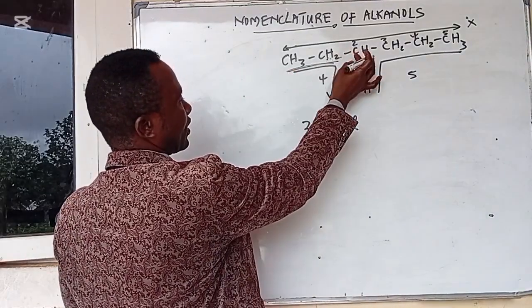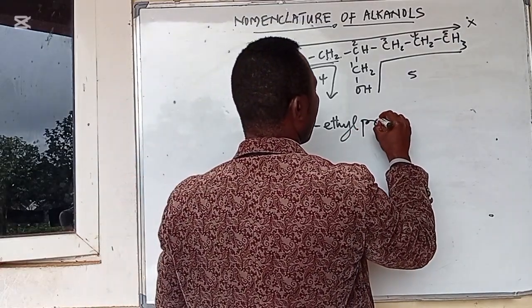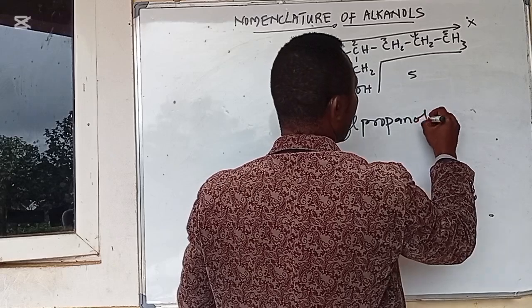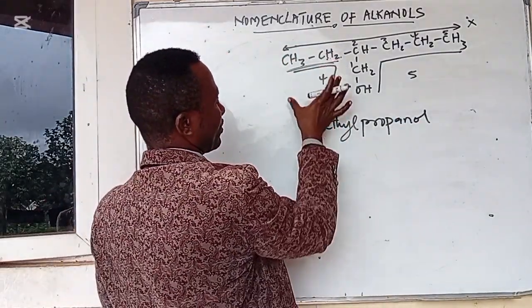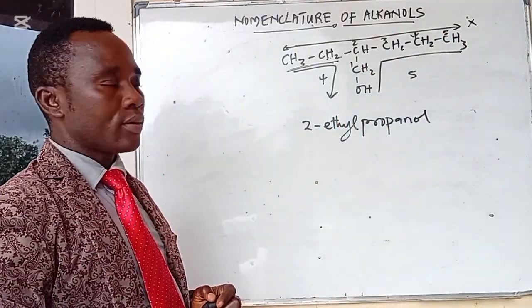2-ethyl, because this is ethyl at number 2 carbon. So 2-ethyl propanol. So that is the name of the compound, 2-ethyl. Okay, then the 5 carbon atom is a propanol.